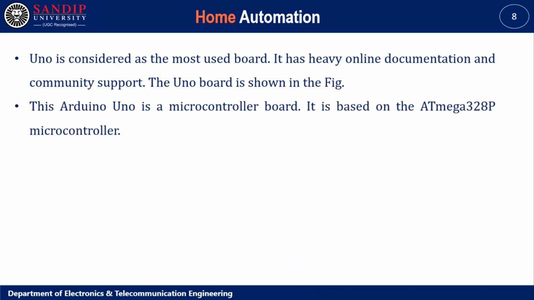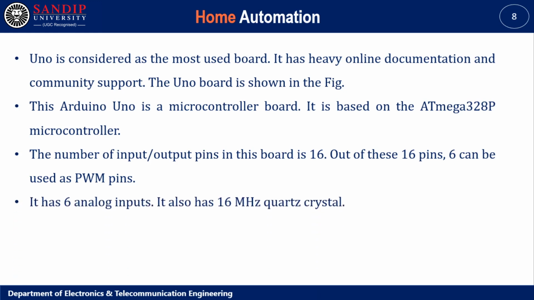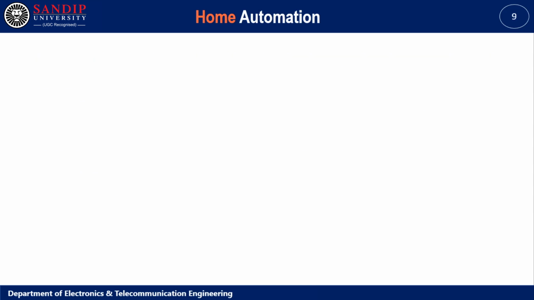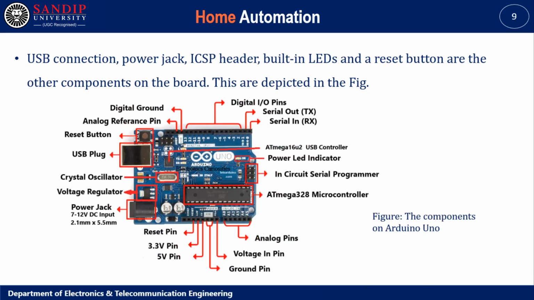The Arduino Uno is a microcontroller board based on the Atmega 328P microcontroller. The number of input and output pins in this board is 16. Out of these 16 pins, 6 can be used as PWM pins. It has 6 analog inputs. It also has a 16 MHz quartz crystal. USB connection, power jack, ICSP header, built-in LEDs and reset button are the other components on the board. These are depicted in the figure shown.